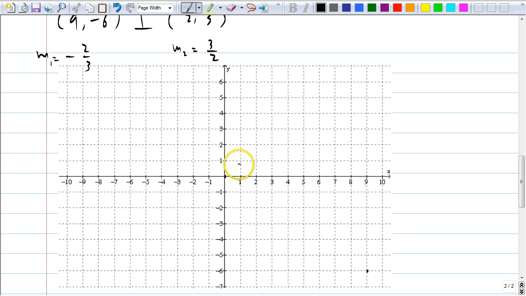Now, this vector, where should I put the arrow at? Yes, the bottom. It's going this way. I know it's going this way because I'm starting at the origin, going to the right 9 units, and going down 6. Does that make sense?